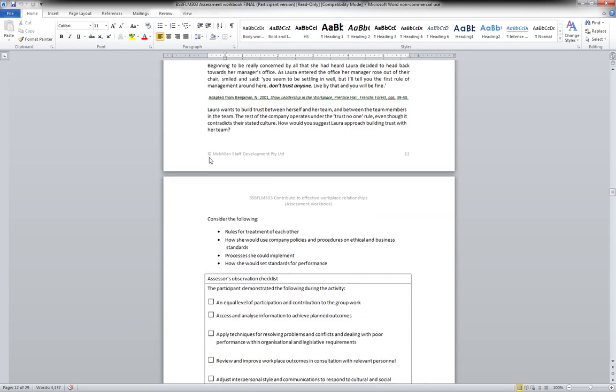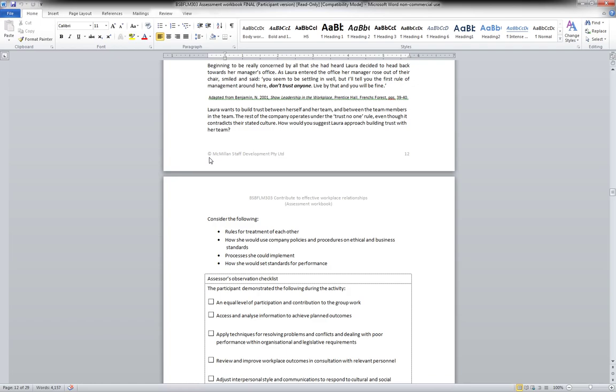Consider the following. So think about rules for treatment of others. So, things like relaunching the code of behaviours or code of conduct, if there's anything like that. If you want to put on a bit of a TCCS type of spin on it, it might be about relaunching the RED program or something like that.